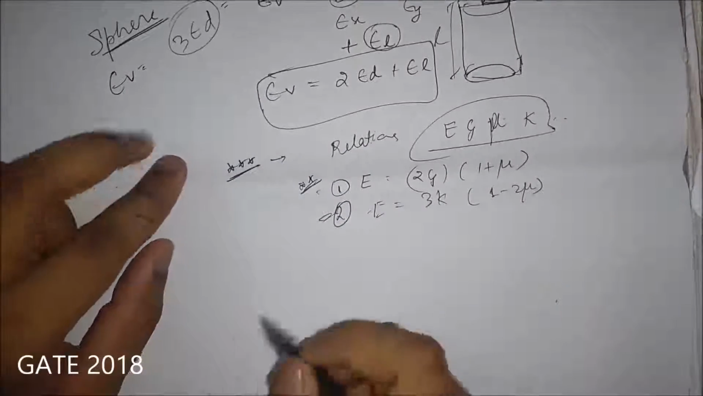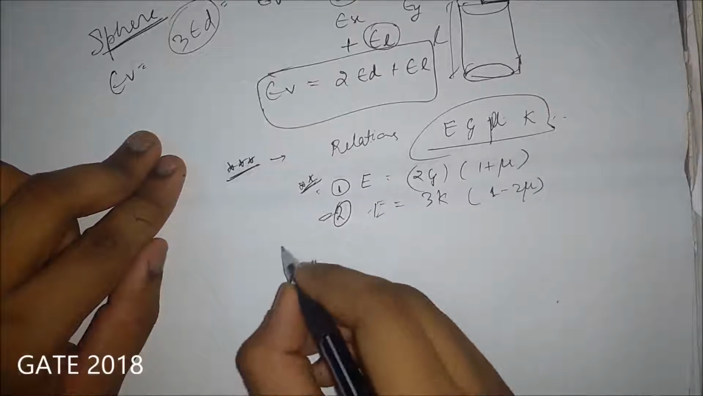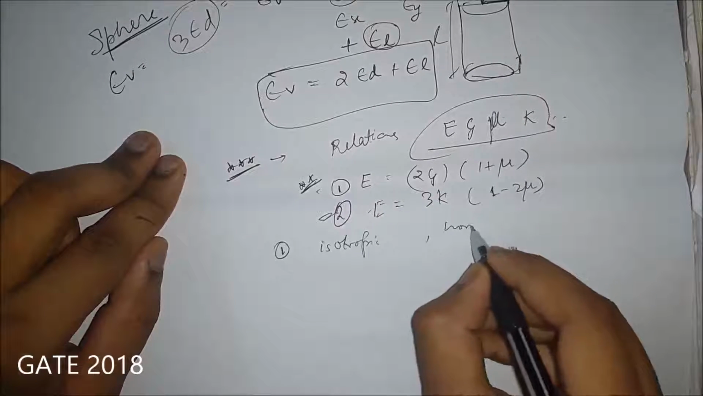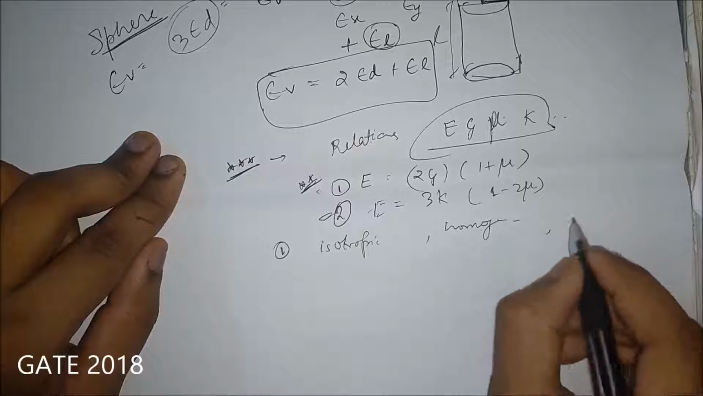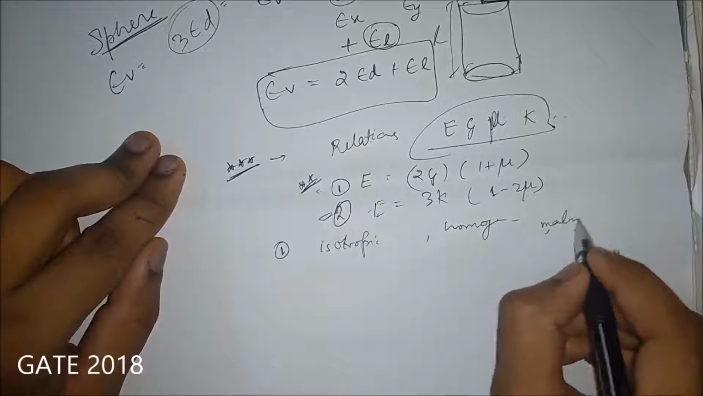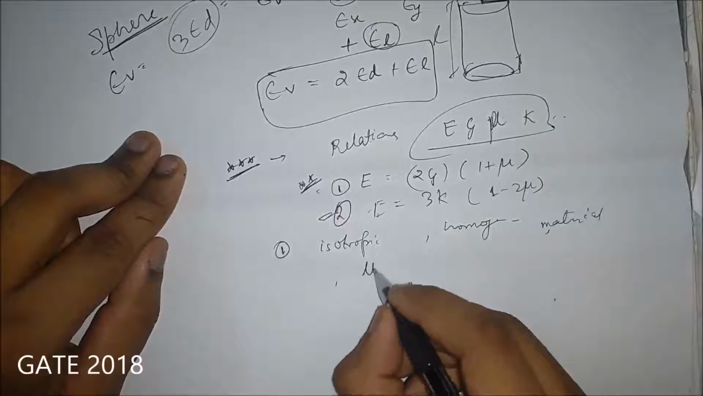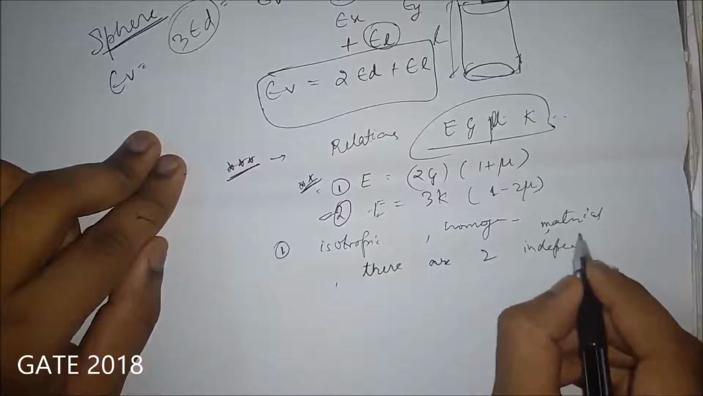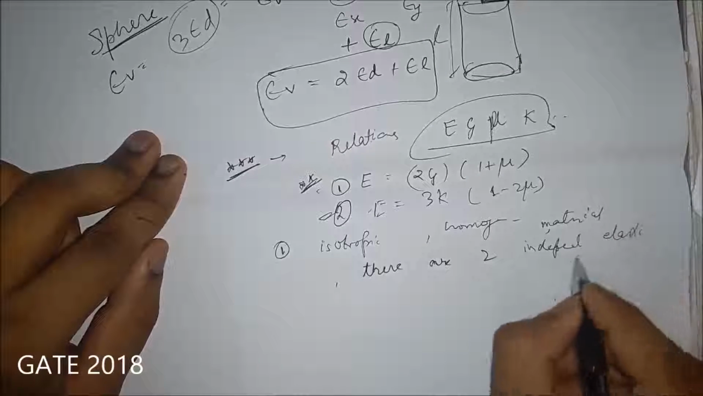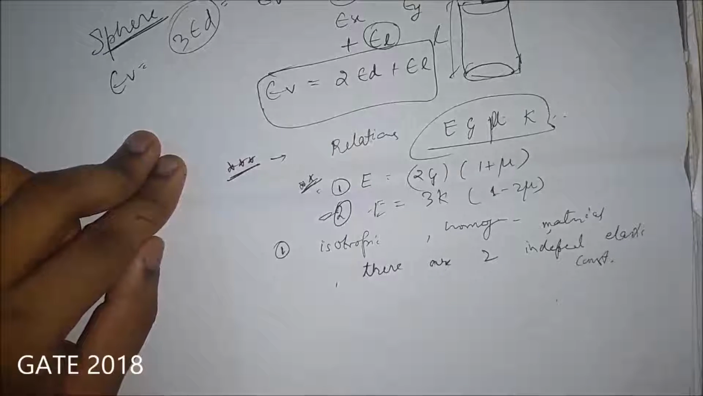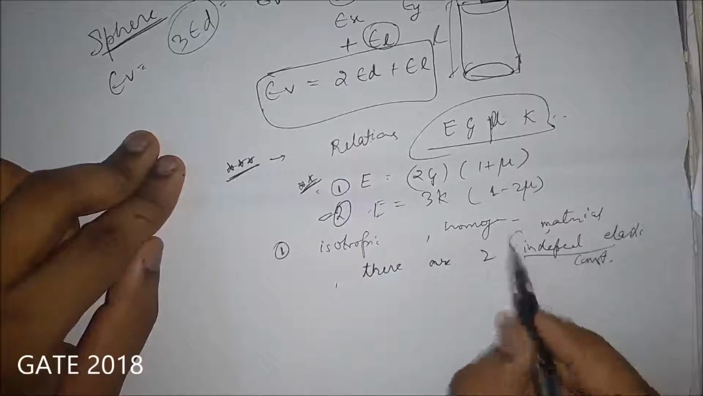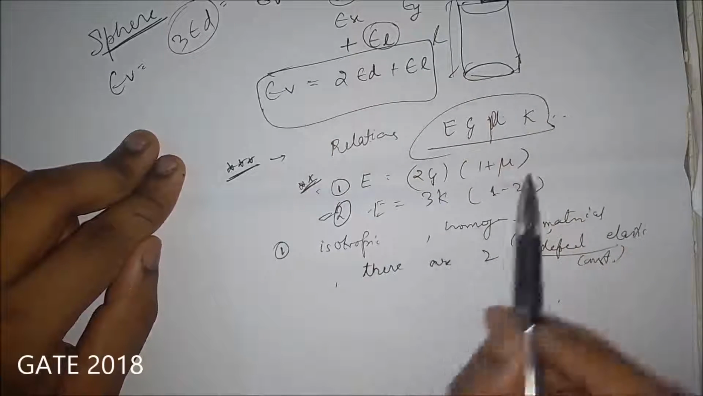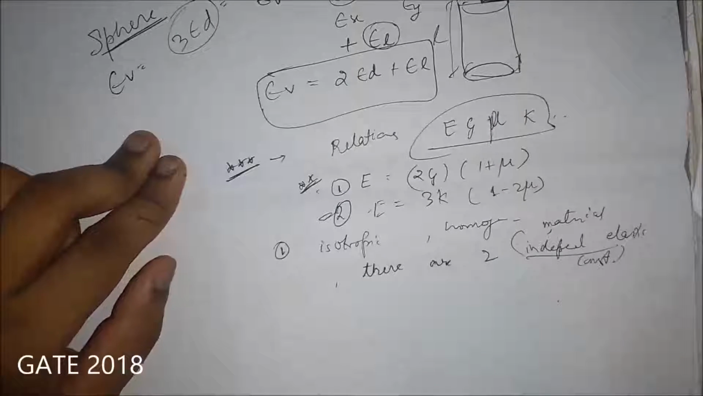now few points just to remember. For an isotropic homogeneous material, there are two independent elastic constants. What do you mean by independent elastic constant? E, G, these are called as elastic constants. Mu, K, these are called as elastic constants.